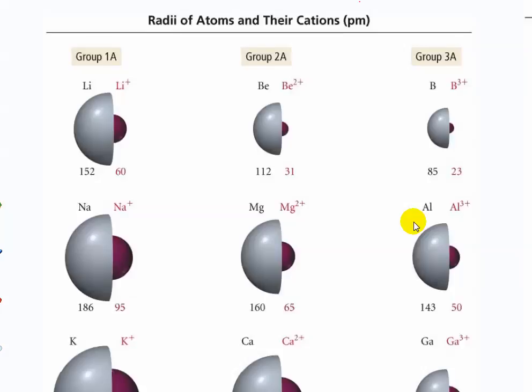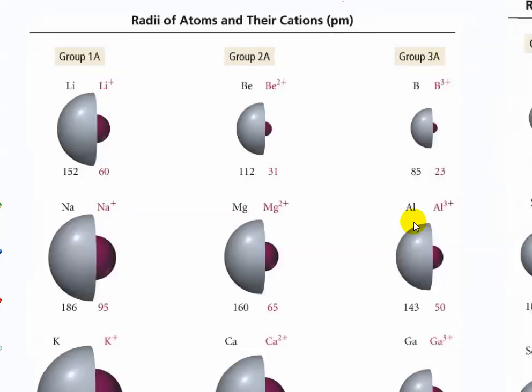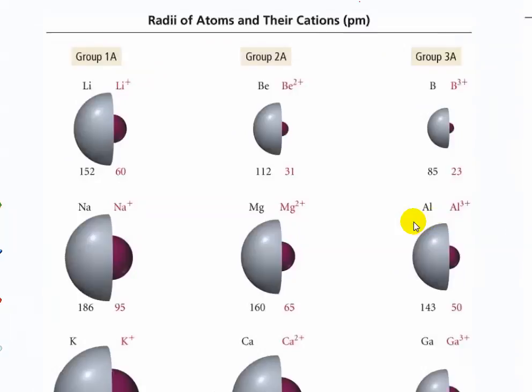Now let's look at the ions. You'll notice here that each of the positive ions are much, much smaller than the neutral atoms. Why do you think that is? There's a couple of reasons, actually.